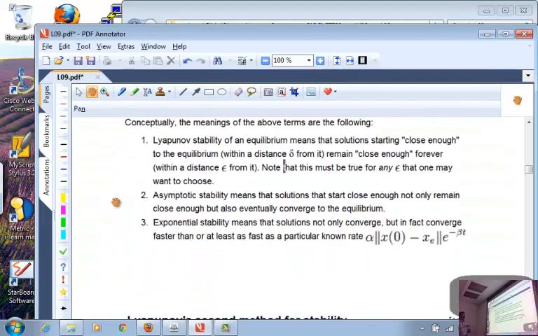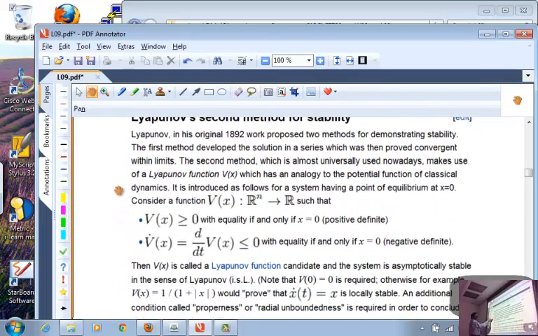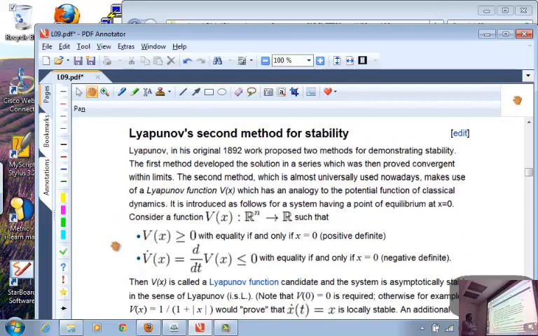Yeah, I think this is what we just explained. Now, Lyapunov also developed a method which is called the second method. There is obviously a first method, which is the direct method in some sense. Second method for stability. How do we determine stability? This is a beautiful idea.